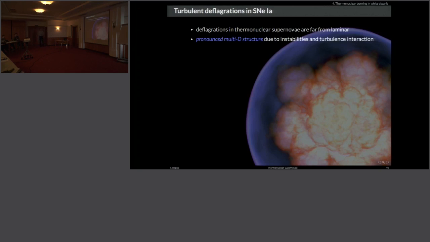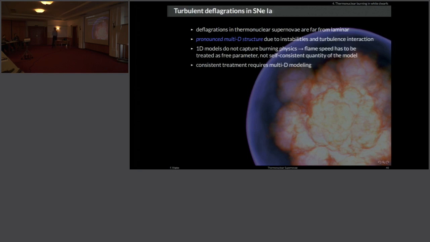Okay, so the message to take away from this consideration of instabilities and turbulence is that deflagrations in thermonuclear supernovae are far from being laminar. We have a pronounced multidimensional structure due to instabilities and the interaction of the flame with turbulence. Therefore, 1D models cannot capture the burning physics consistently. And this is actually the reason why the flame speed has to be treated as a free parameter in one-dimensional thermonuclear supernova models, and it's not actually a self-consistent quantity that comes out of the model. A self-consistent treatment requires multi-D simulation approaches.